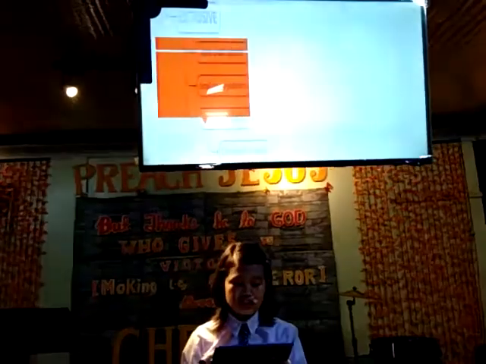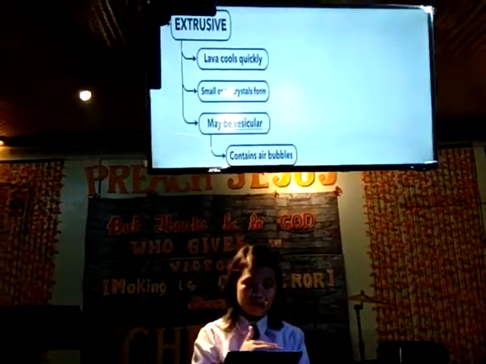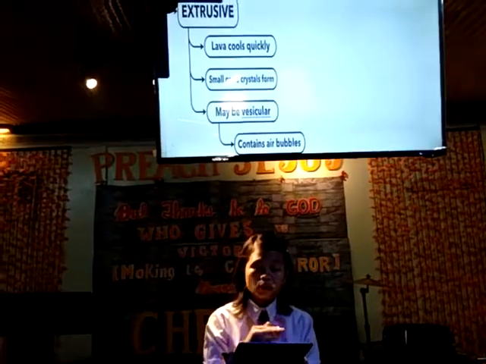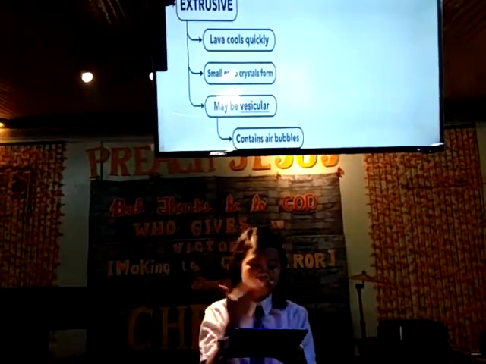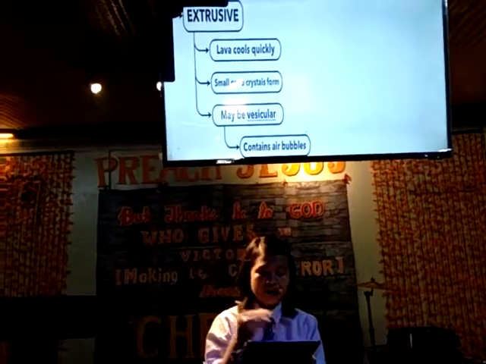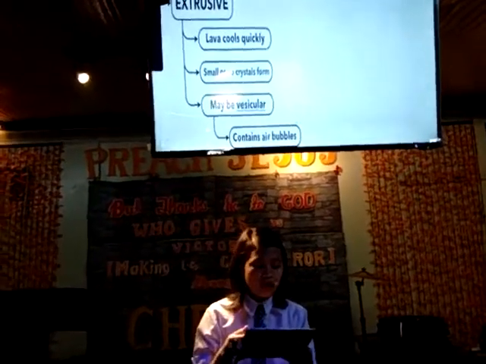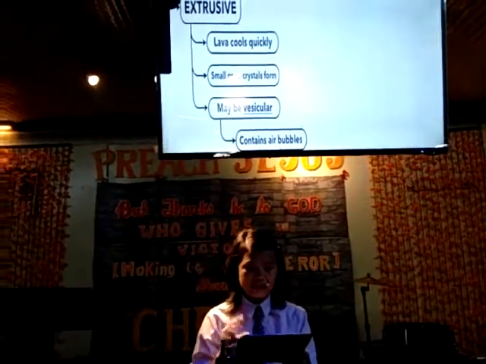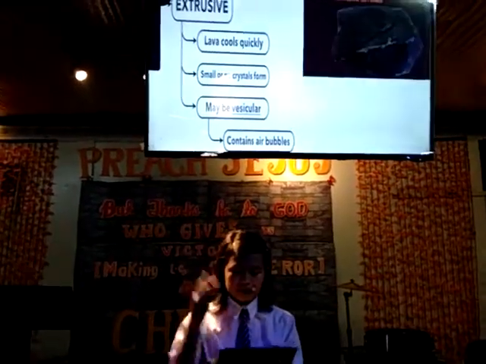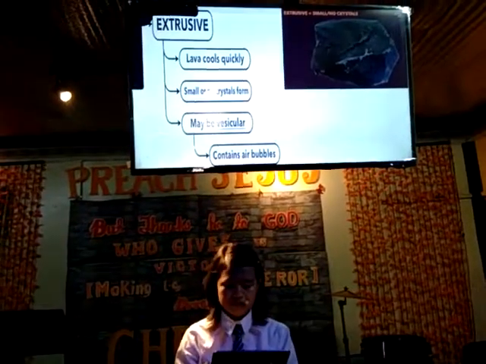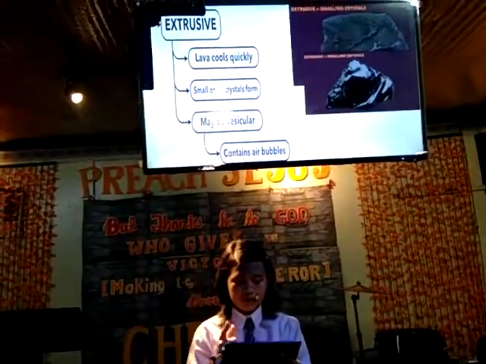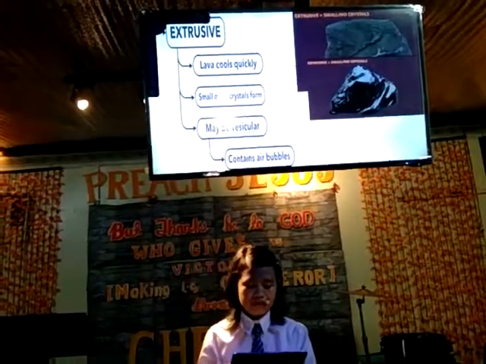In extrusive, lava cools quickly. The other one, intrusive, lava cools slowly. But in extrusive, lava cools quickly. Small or no crystals form. May be vesicular or contains air bubbles. This is the photo. Here and there, the vesicular contains air bubbles.